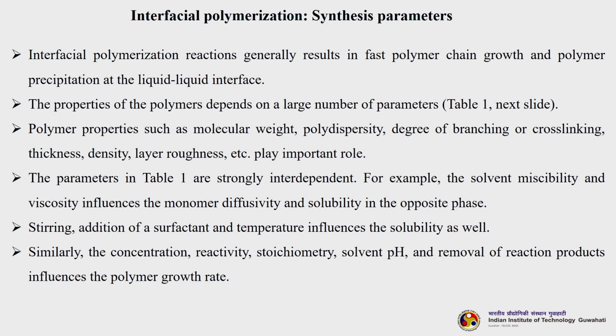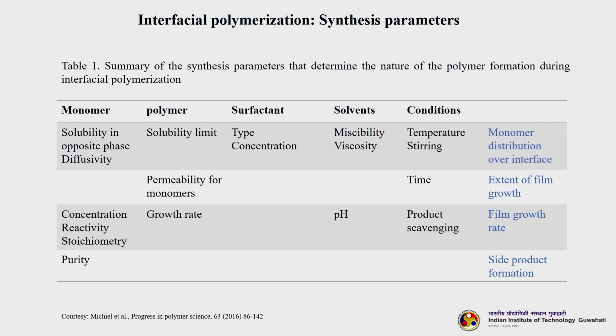Similarly, the concentration, reactivity, stoichiometry, solvent pH and removal of reaction products influence the polymer growth rate. So, this is the table I was referring to. This is the summary of synthesis parameters that determine the nature of the polymer formation during the interfacial polymerization. So, solubility in the opposite phase, diffusivity, concentration, reactivity, stoichiometry and purity for the monomers, and similarly the solubility limit, permeability for monomers, growth rate of the polymer, and if we use any surfactants then its type and concentration, and the solvent's characteristic features like pH, viscosity, miscibility and the conditions.